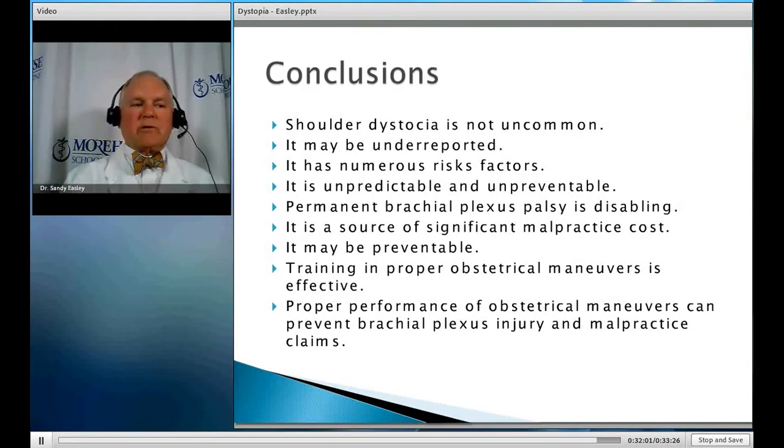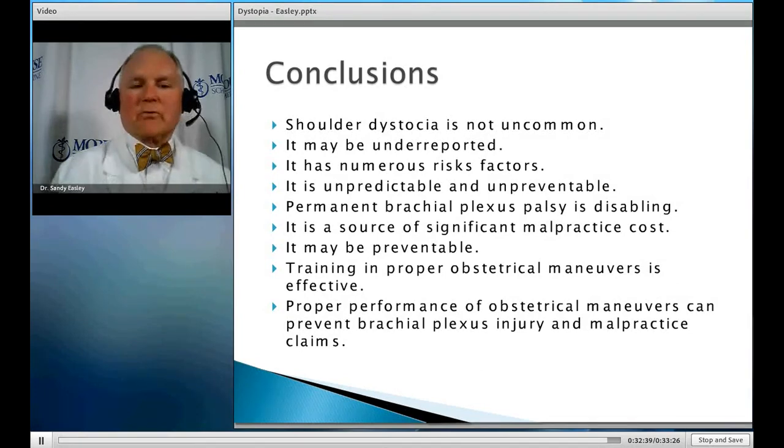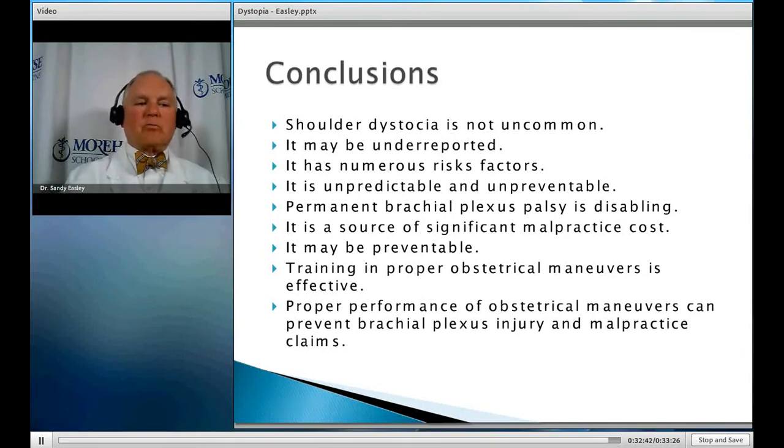Brachial plexus injury associated with shoulder dystocia may well be preventable in many cases. Training in the proper obstetrical maneuvers with simulation is effective, and proper performance of obstetrical maneuvers can prevent brachial plexus injury and malpractice claims. By doing training on the prompt birthing simulator, you'll be using the same mannequins that Dr. Crofts used in England and improved the skills and decreased untoward outcomes.